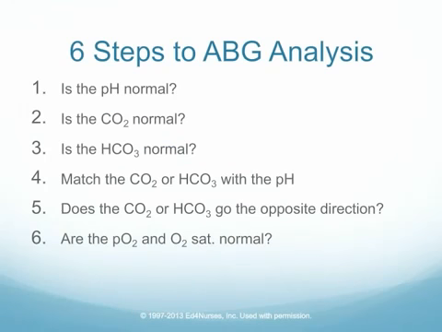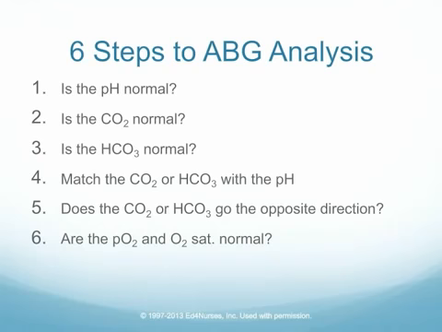So the 6 steps to ABG analysis are, 1, we're going to look at the pH, then we're going to look at the CO2, the bicarb, and onward. Notice that there are 2 main components that we are assessing when we look at a blood gas. We're assessing the pH, which tells us about acid-base balance, and we're going to assess the oxygenation status of our patient. So 2 different areas of information that we're getting from arterial blood gases.